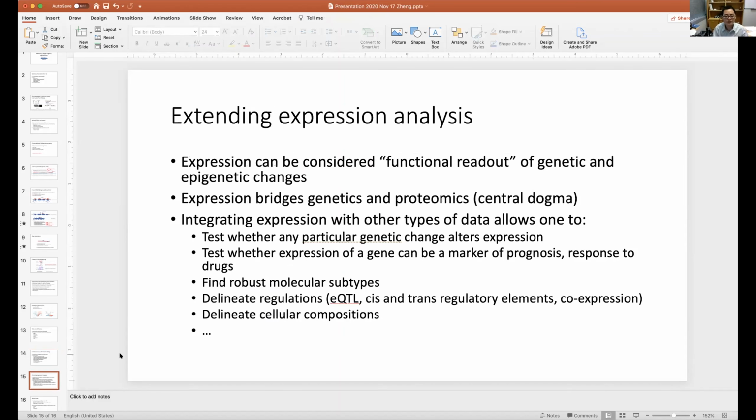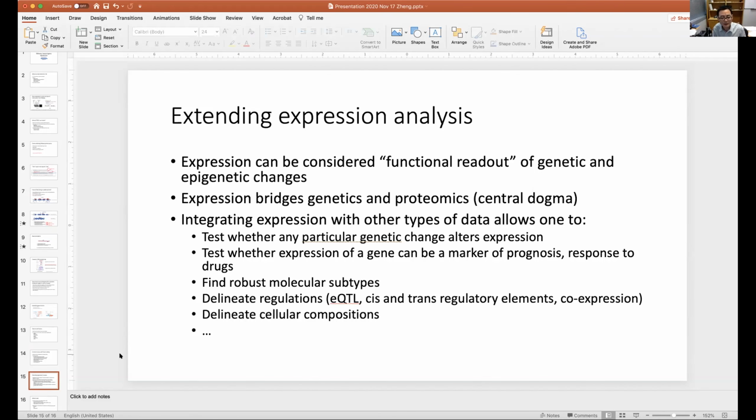By no means have all I said before included everything possible you can get from RNA sequencing. I didn't mention how you can get allele specific expression, or how you can do the QTL, eQTL expression analysis. But I think one of the powers of RNA sequencing analysis, if you go beyond gene expression, is how you can integrate the expression data with other types of data.